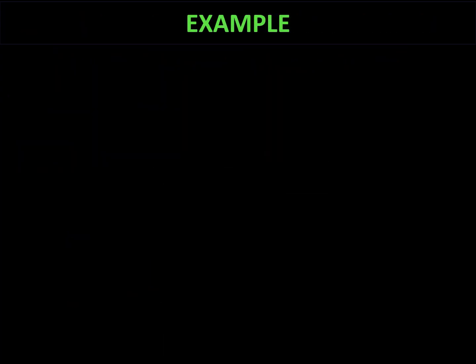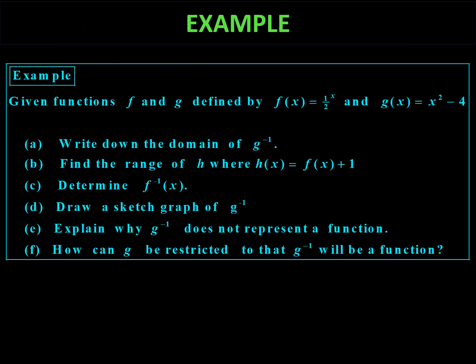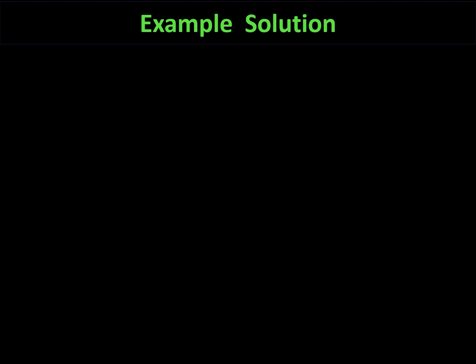Now we're going to look at an example that will assess all these concepts that we have done thus far. Here we have 2 functions f and g with their defining equations. The one is (1/2) to the x, and the other one is x squared minus 4. This one is an exponential, and that one is a quadratic. So we want to determine the domain of the inverse, and there are a few questions, and we're going to look at each of these questions individually. Let's start with the first one.